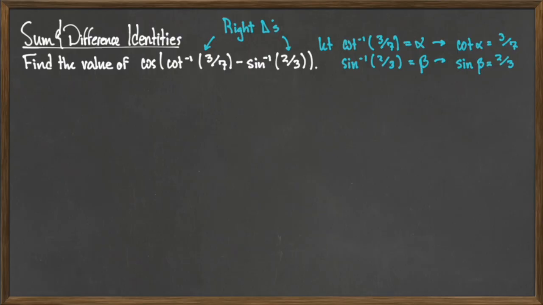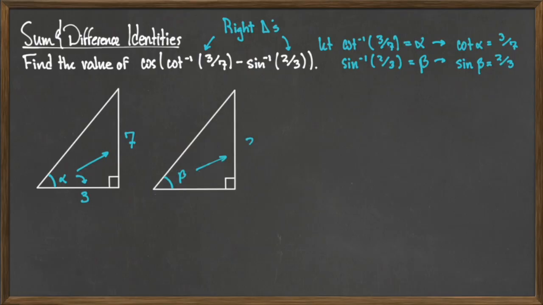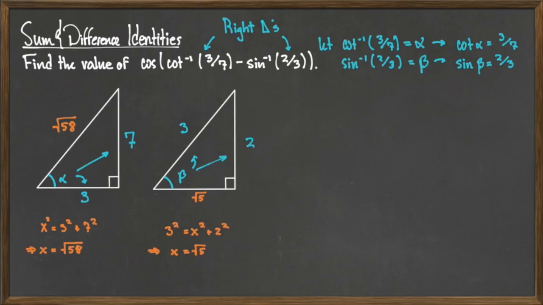So the cotangent, recall, is adjacent over opposite, and sine is opposite over hypotenuse. So I'm going to draw a triangle for each one of these angles, and I'm going to label the sides accordingly. The first triangle for the angle alpha will have an adjacent side of 3 and an opposite side of 7, and the second triangle, the one for beta, will have an opposite side of 2 and a hypotenuse of 3. Using the Pythagorean theorem on both triangles, we can solve for the missing sides. The alpha triangle will have a hypotenuse length of the square root of 58, and the beta triangle will have a horizontal length of the square root of 5.